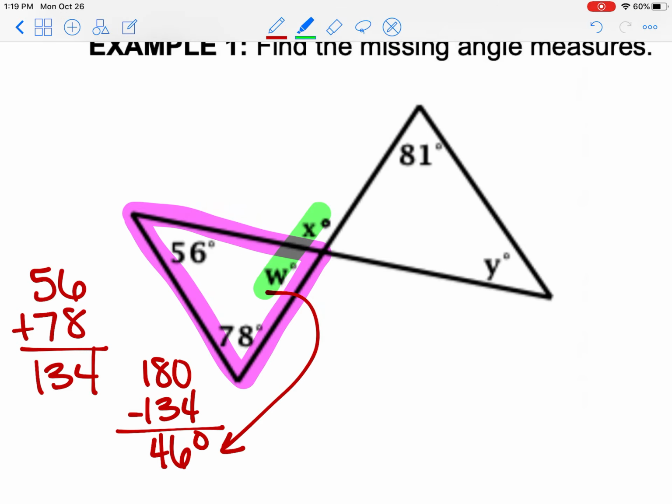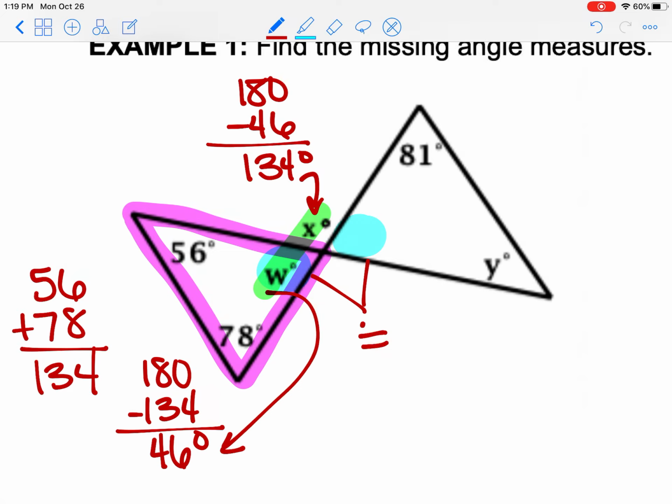If I look here at W and X, I see that W and X form a linear pair, and we know that if it's a linear pair, then it adds up to 180 degrees. So I could say 180 minus what I know W to be, which is 46, and it leaves me with 134 degrees. That gives me X. Another thing I know, and I'm going to highlight this in blue, is that this angle at W and the one across from it are vertical angles. And remember, vertical angles are congruent. So if we know W is 46, then the one across from it is also 46.